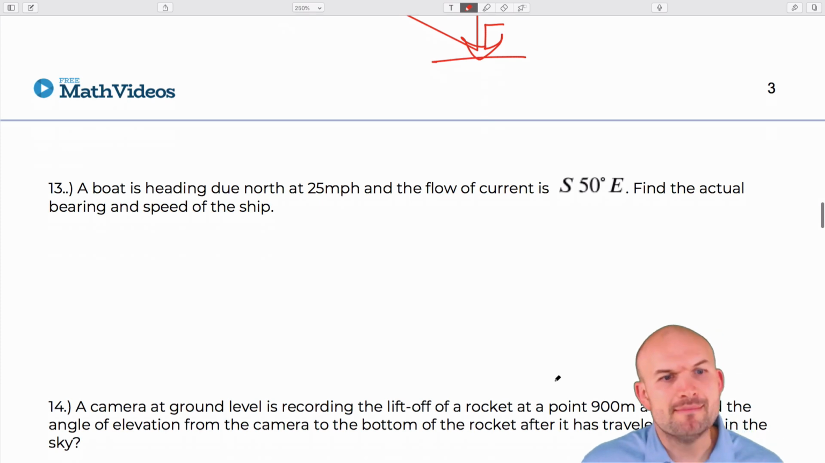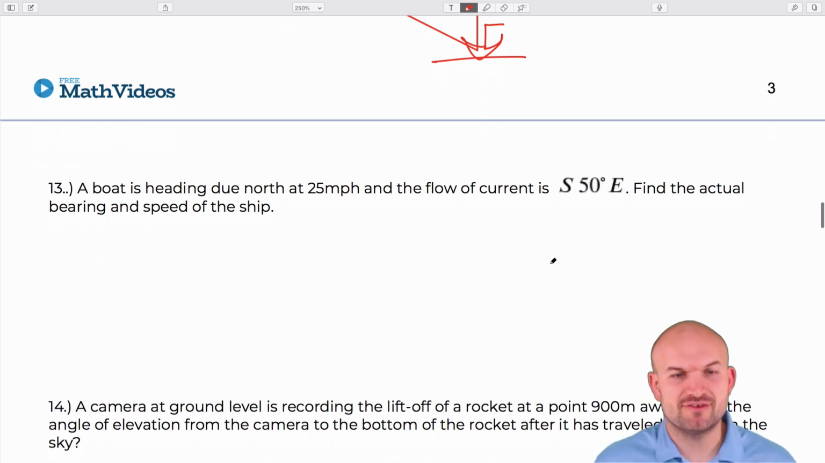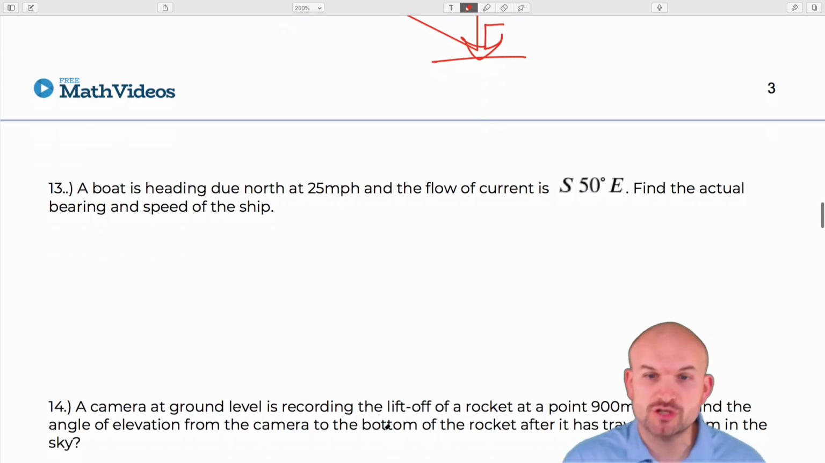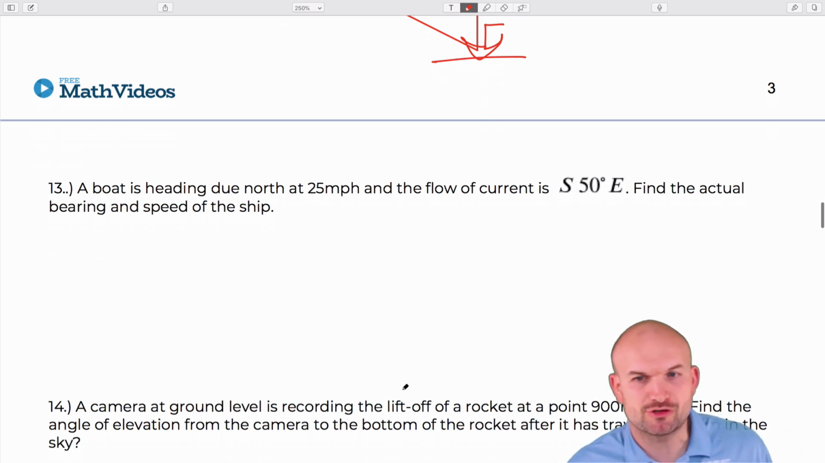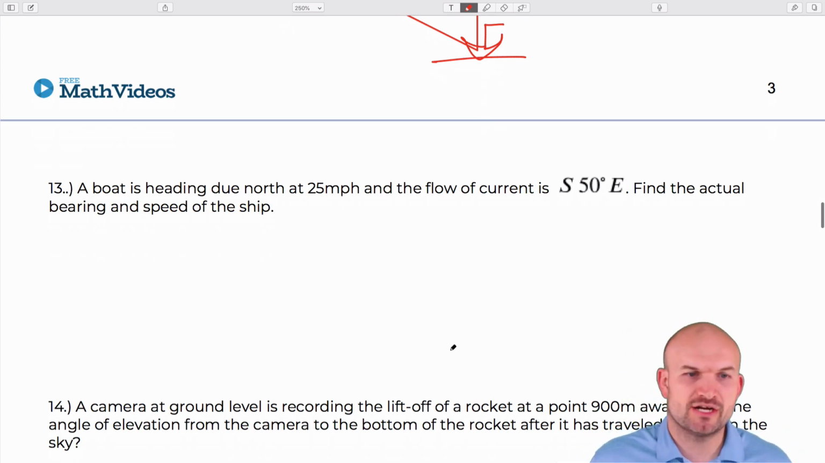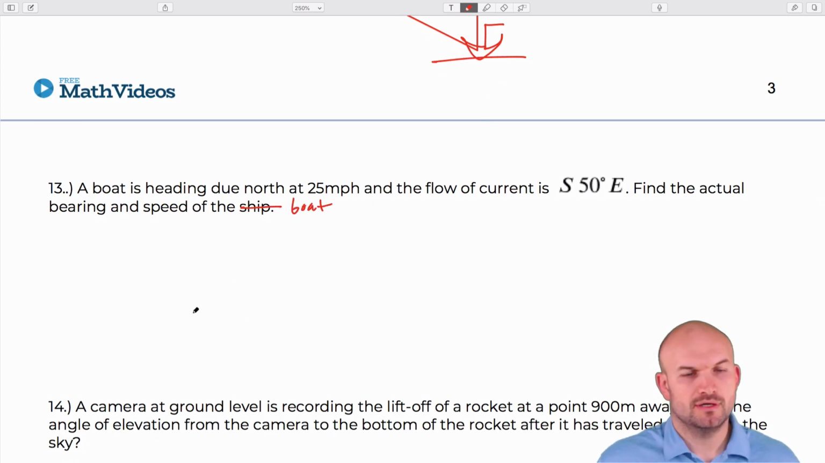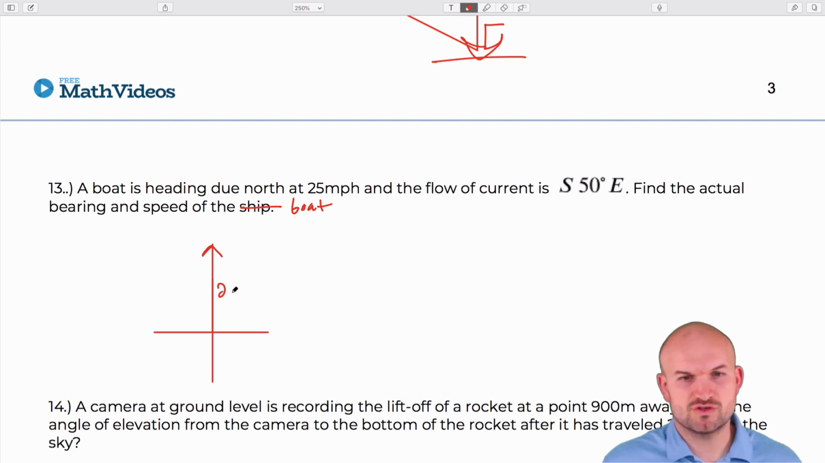The next one says a boat is heading due north at 25 miles per hour and the flow of current is south 53 degrees east. Find the actual bearing and speed of the boat. Okay, so we have a boat heading due north. Gotcha. And that's going to be happening at 25 miles per hour.